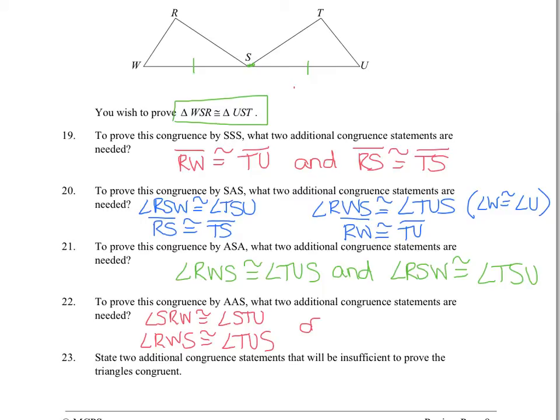We also could have angle SRW is congruent to angle STU, and angle RSW is congruent to angle TSU. This gives us SRW, or angle R, and STU, or angle T, so these two are congruent, and then RSW and TSU, so these two angles are congruent.